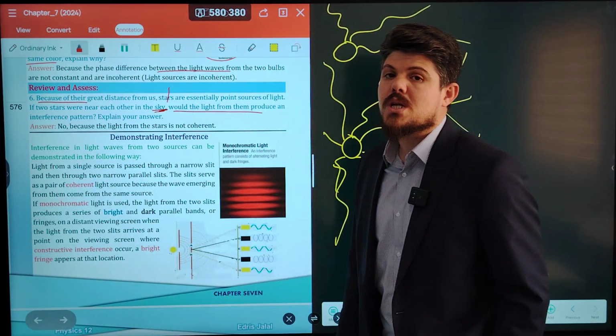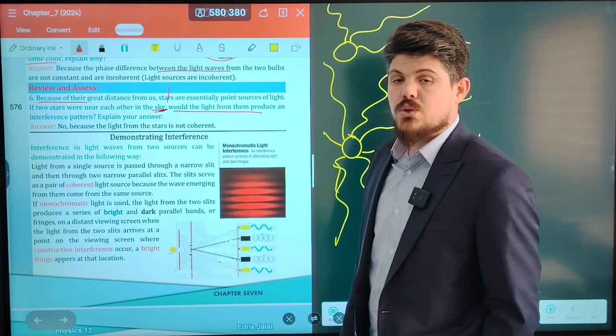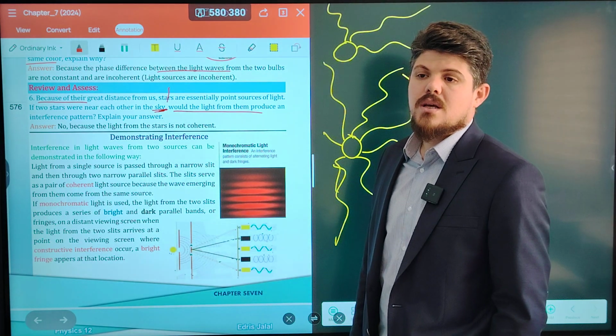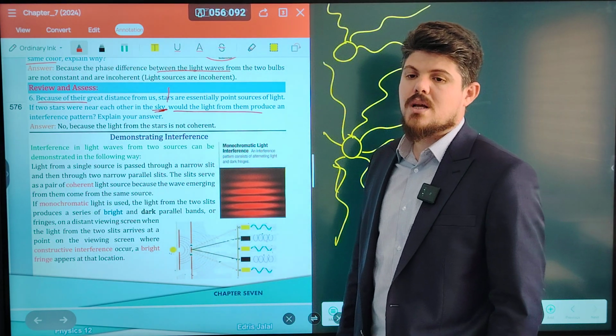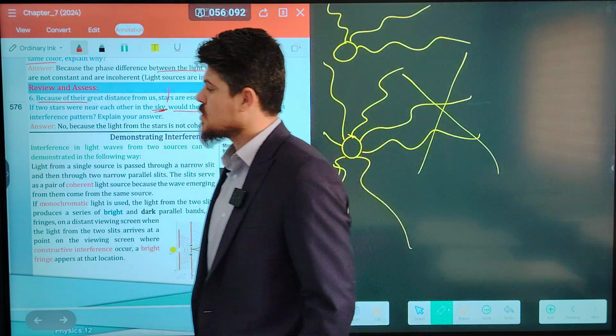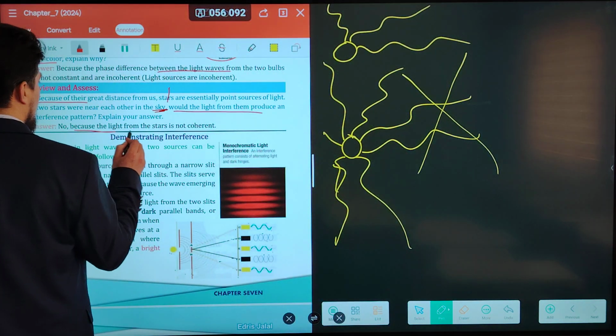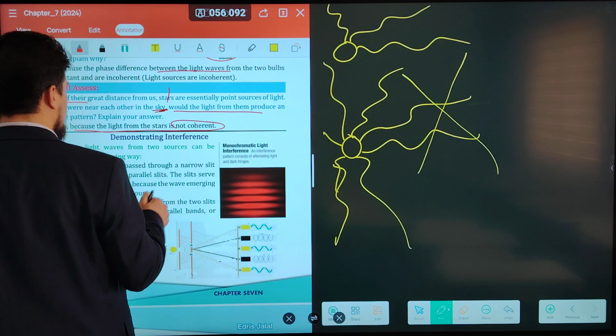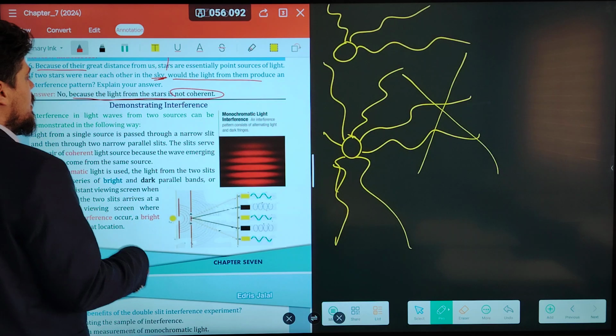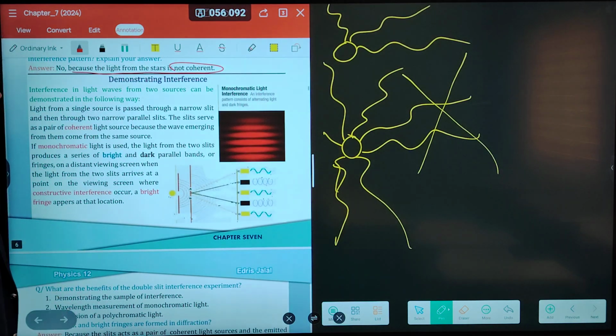No. Why? Because they are not coherent. The two stars side by side, two light waves, two white lights, do not interfere because they are not coherent. No, because light from the stars is not coherent. Demonstrating interference. This is very important, guys.